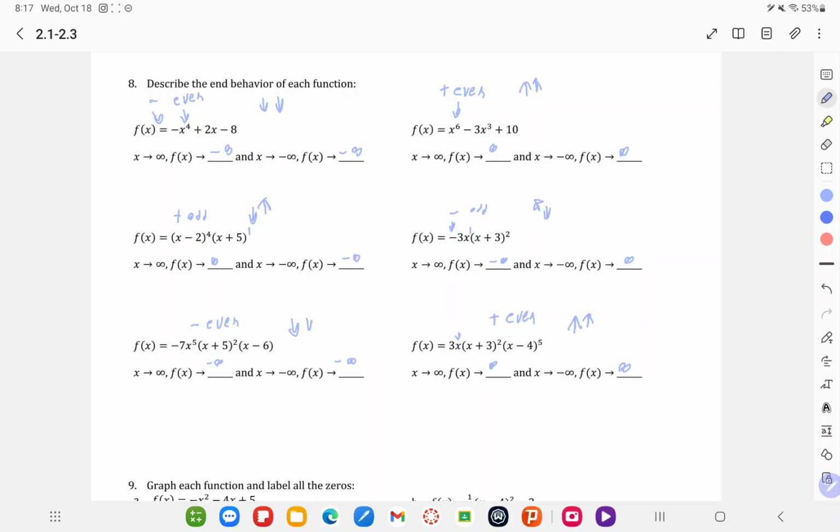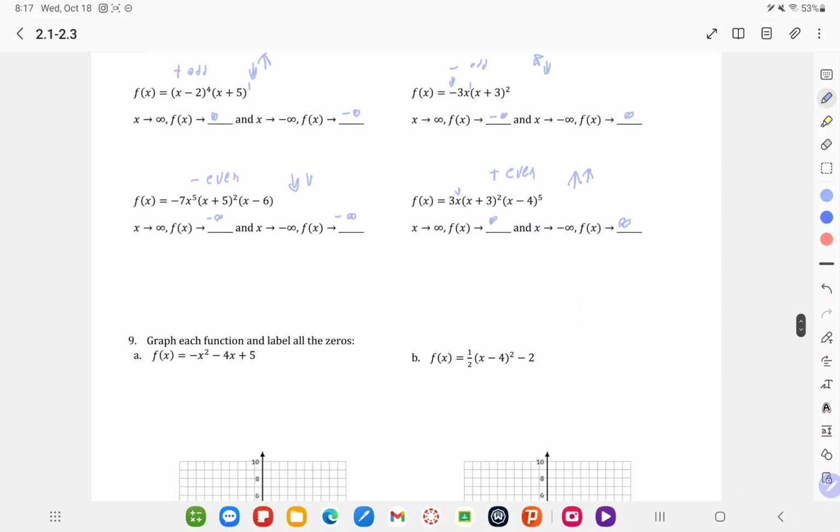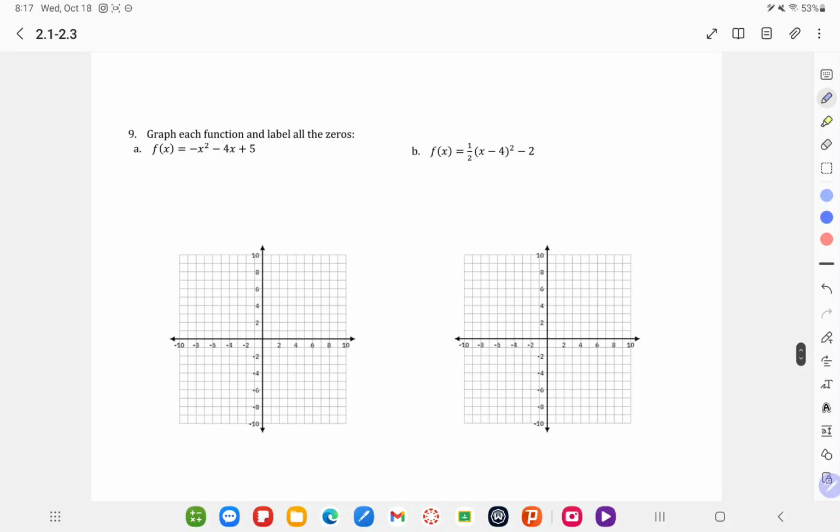So I believe that the biggest mistake I made is that I categorized negative even as having positives, but it didn't, because that's positive even, not negative even. Negative even has all negatives but one positive. All right, let's go to the next one, which is graphing the functions.